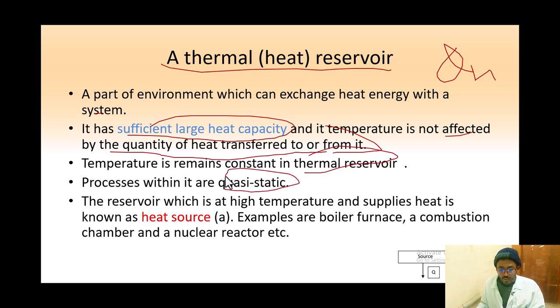So the reservoir which is at high temperature and supplies heat is known as heat source. So we have a reservoir and we call this heat source. Examples are boiler furnace, combustion chamber, and nuclear reactor. We can take them like this. These sources, we call heat source.